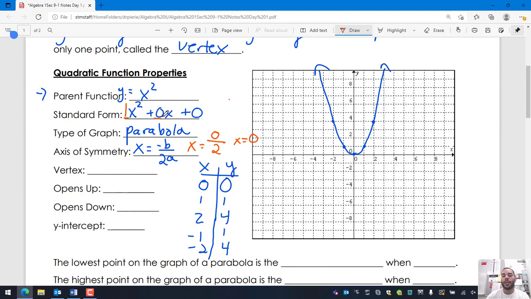Okay, so this looks kind of funny, but it's an equation of a line. And whenever you have x equals a number, here's what you need to know. It is a vertical line. It's a vertical line at this number. So the line x equals 0 is right smack dab in the middle right here.